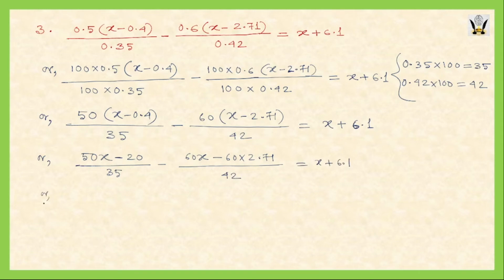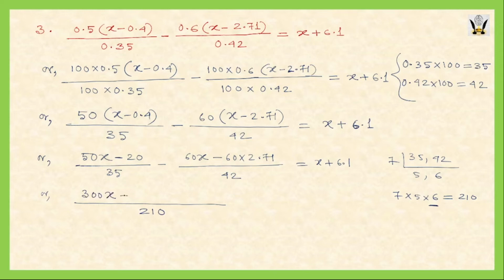Now next what we will do is we will find the LCM of these two values, 35 and 42, and the LCM will be 210. So LCM is 210, that will be written 210 divided by 35, so it will be 6, right? So 6 will be multiplied by 50. When that will be done, then it will be 300x, and 6 multiplied by 20 it will be 120. Now 210 and 42 means 7 sixes are 42, so the quotient will be 5.